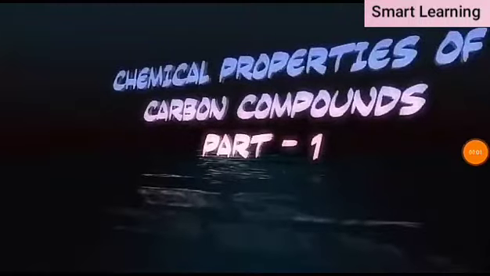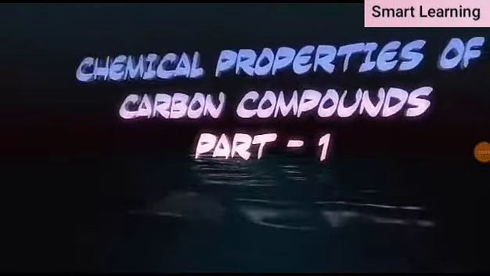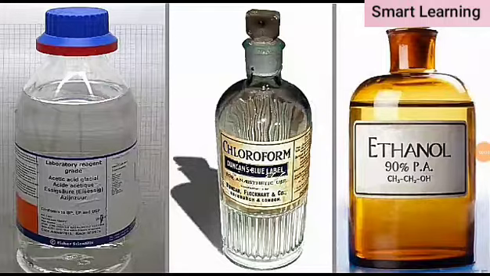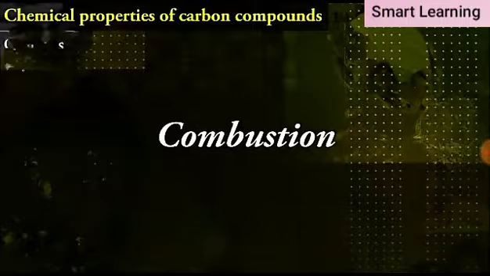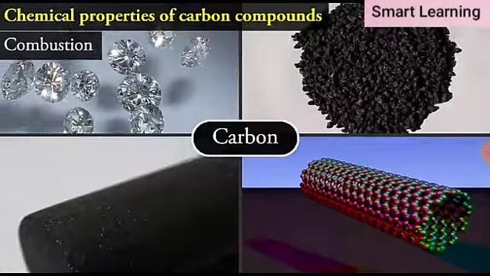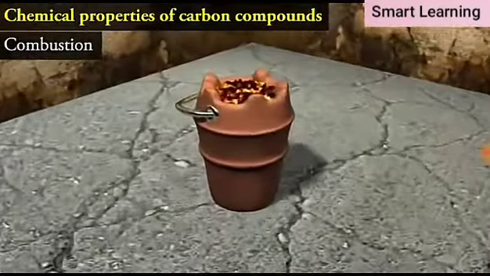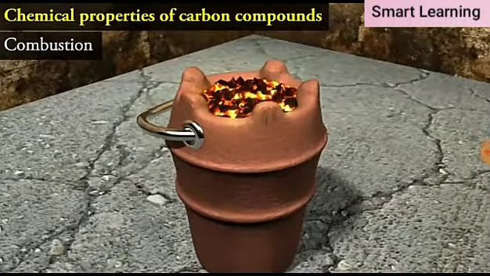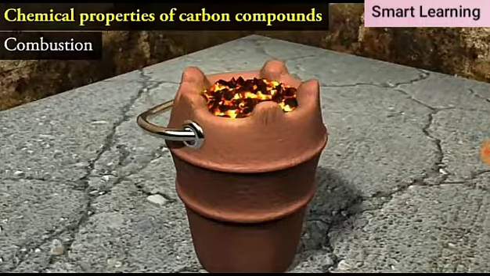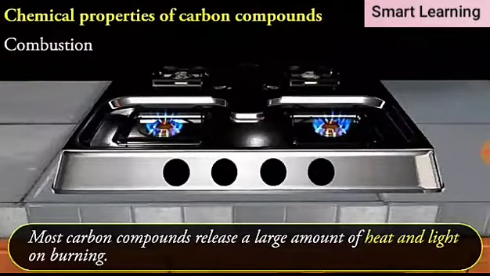Part 1. In this module, let us understand about some chemical properties of carbon compounds. Combustion. Carbon, in all its allotropic forms, burns in oxygen to give carbon dioxide, along with the release of heat and light. Most carbon compounds also release a large amount of heat and light on burning.